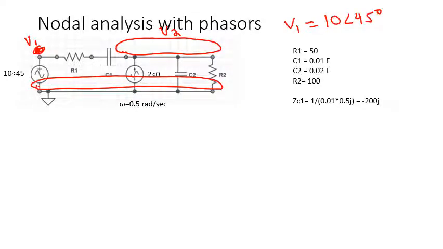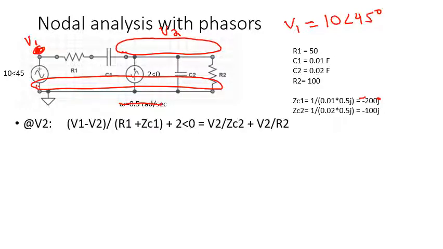Okay, before I start solving, I'm going to calculate impedances for my capacitors. And I'm given a frequency, so I can calculate their impedances. Impedance of capacitor 1 comes out to -200J. Impedance of capacitor 2 comes out to negative 100J. Again, as a check, impedance of our capacitor should always be a negative J, because I have that 1 over J thing. Always should end up in negative J.